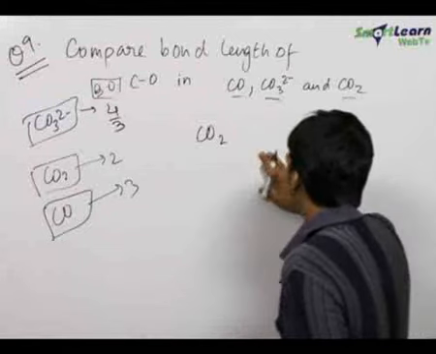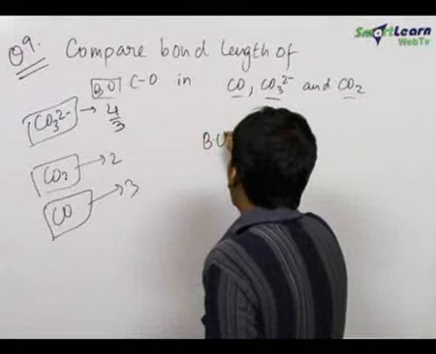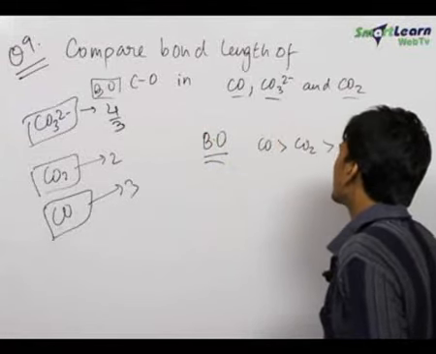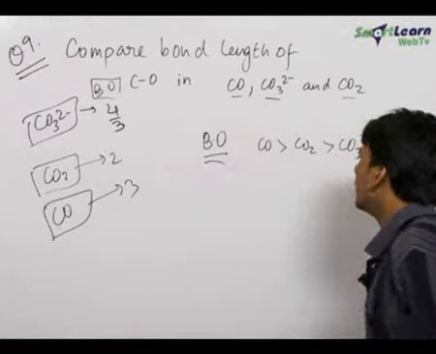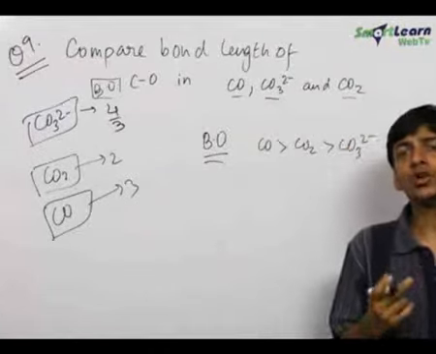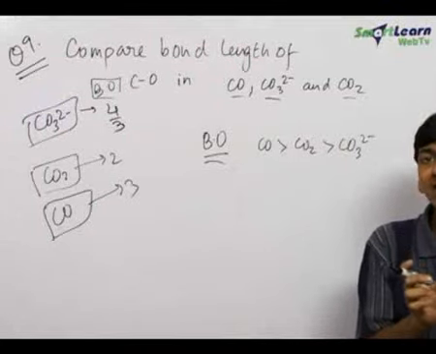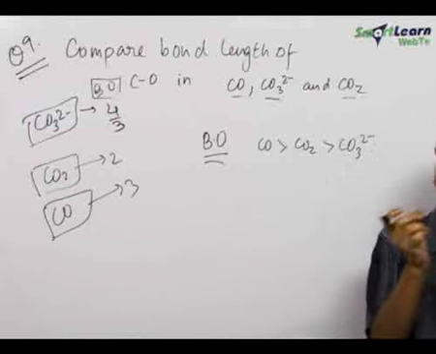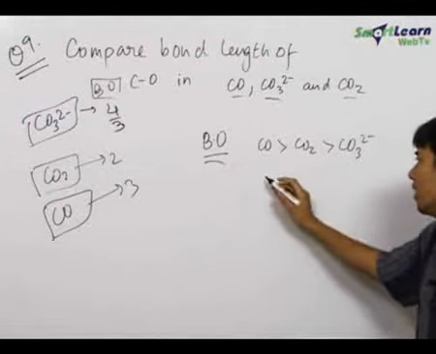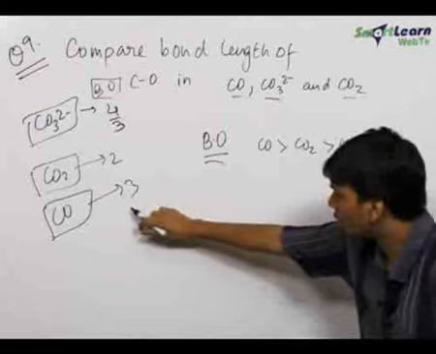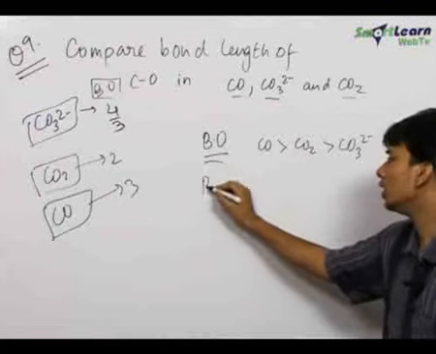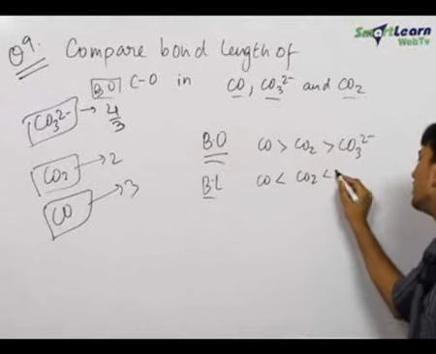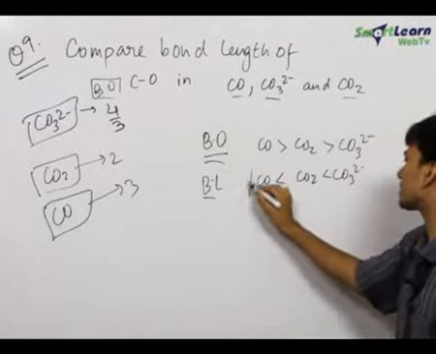Therefore we can arrange the bond order: CO is greater than CO2, which is greater than CO3 2-. Now we know that the greater the bond order, the lesser the bond length. That is, if the bond order is 3, a triple bond is shorter than a double bond, and a double bond is shorter than a single bond. Therefore, with the bond order of carbon monoxide being the greatest, the bond length order will be completely reverse of this, that is CO less than CO2 less than CO3 2-.